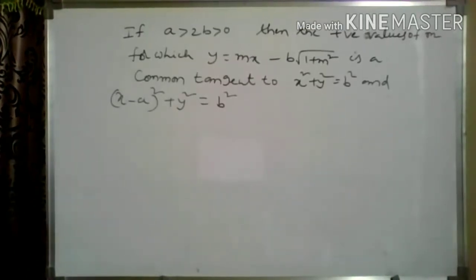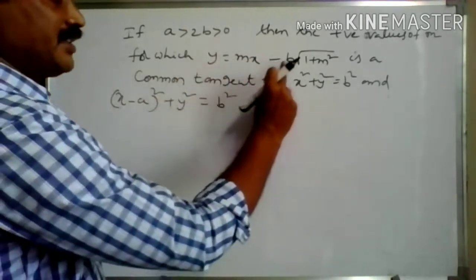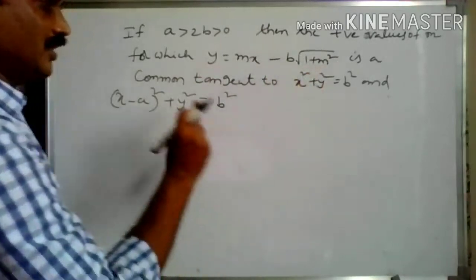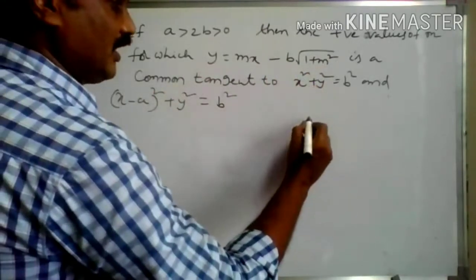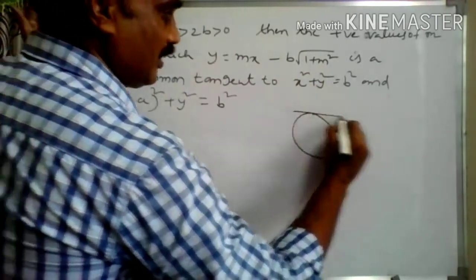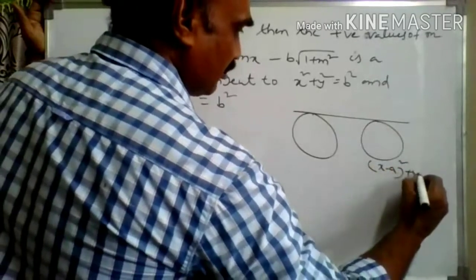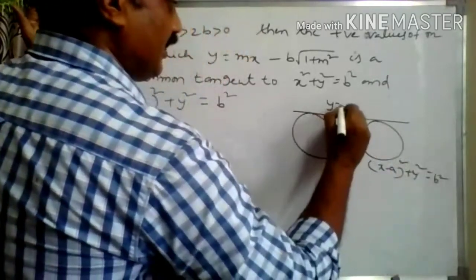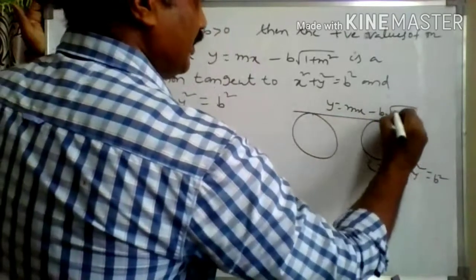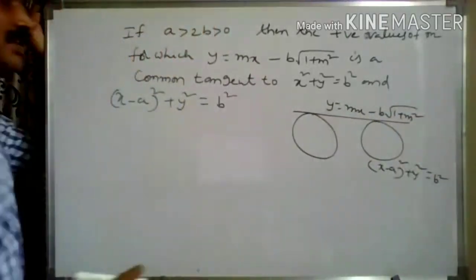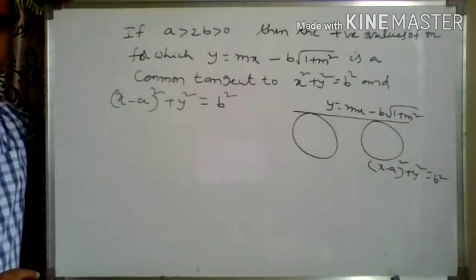Question, next problem. If a is greater than 2b is greater than 0, then find the positive values of m for which y is equal to mx minus b root of 1 plus m square is a common tangent to x square plus y square is equal to b square, and (x minus a) whole square plus y square is equal to b square. This is y is equal to mx minus b into root of 1 plus m square. Students, here calculate m.